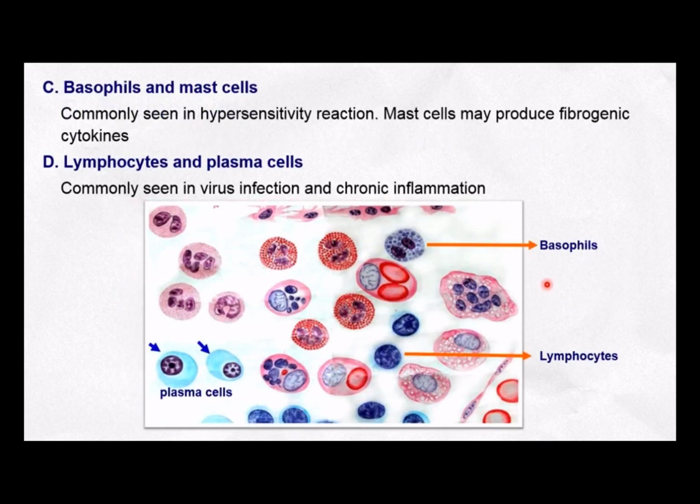Basophils participate in acute and persisting inflammation by release of histamine and oxidative products from their granules, commonly seen in hypersensitivity reaction. Mast cells may produce fibrogenic cytokines.